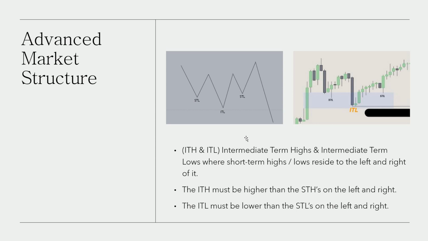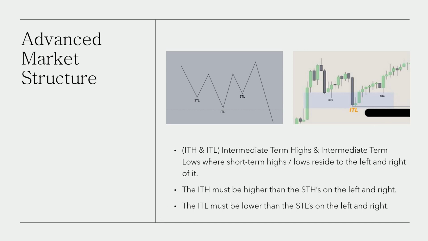So intermediate term highs and intermediate term lows are basically the lows and highs that you want to be targeting as buy side and sell side liquidity. All the short-term highs and short-term lows will just be added liquidity basically that are going to be targeted or taken out. Same thing here in a candle format. You see how the intermediate term low is lower than the short-term lows on the left and right. Okay.